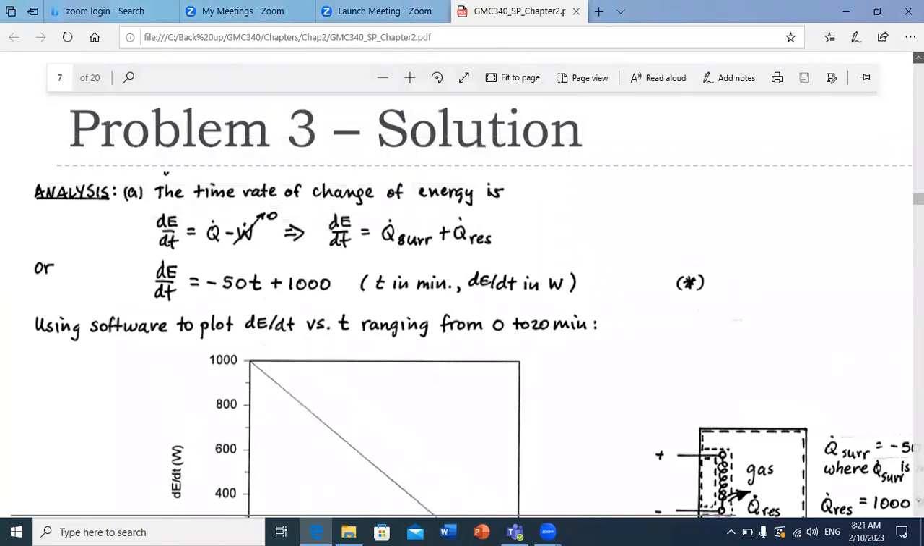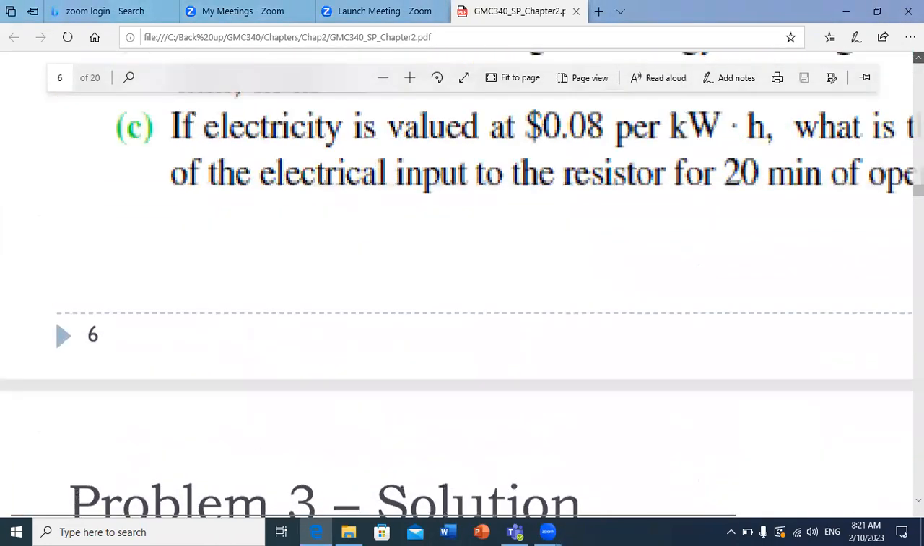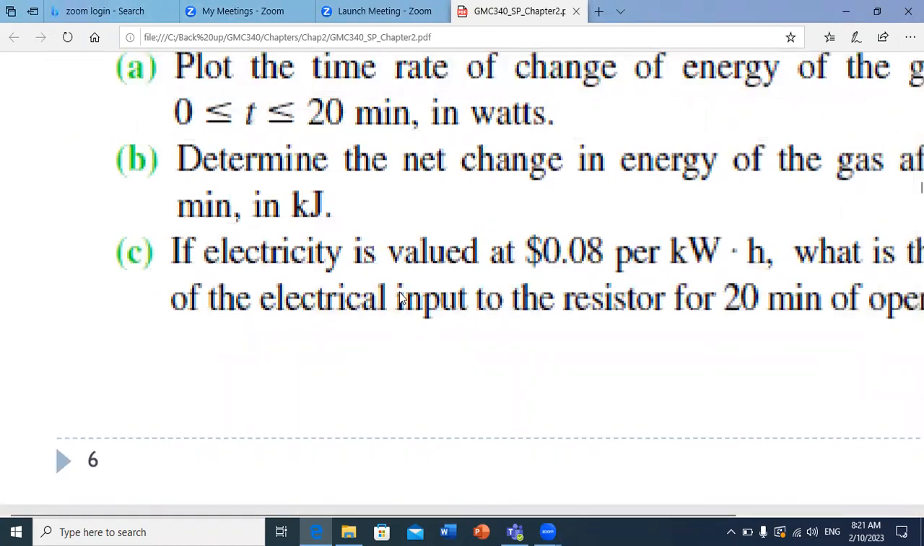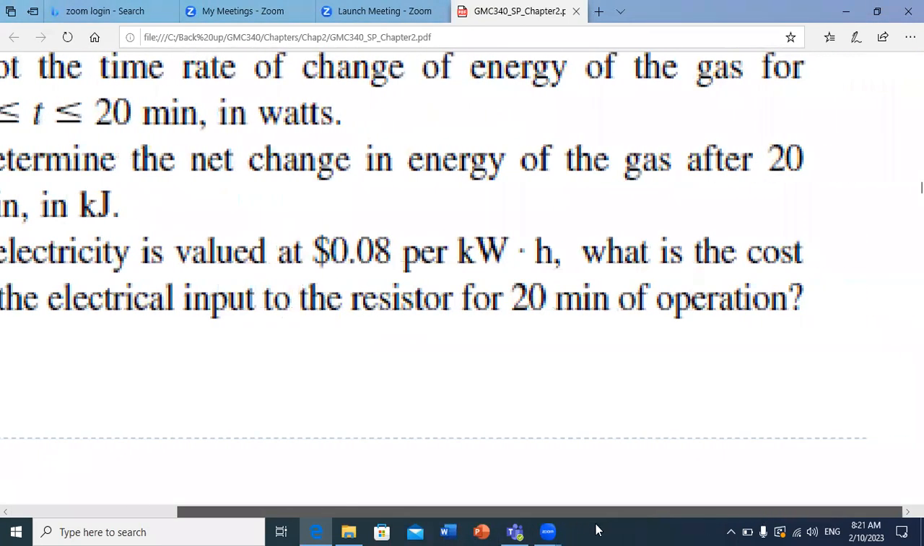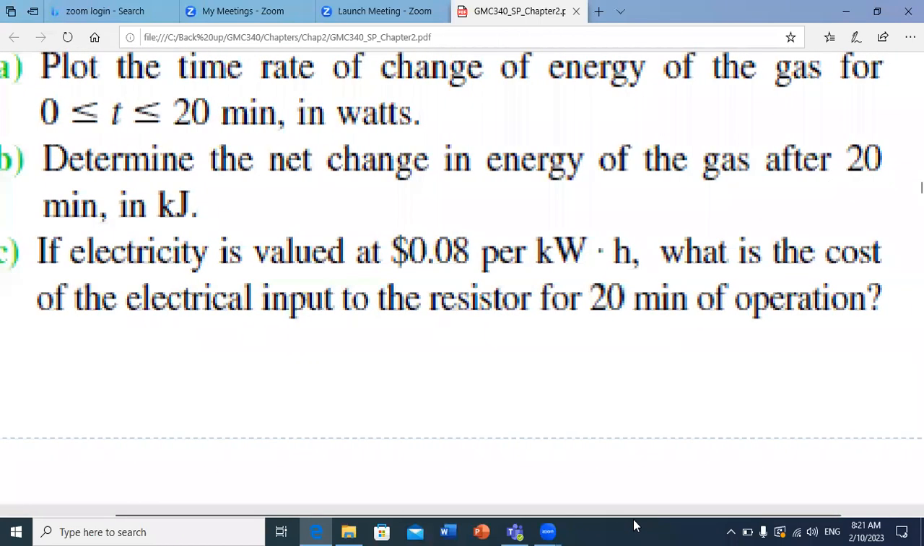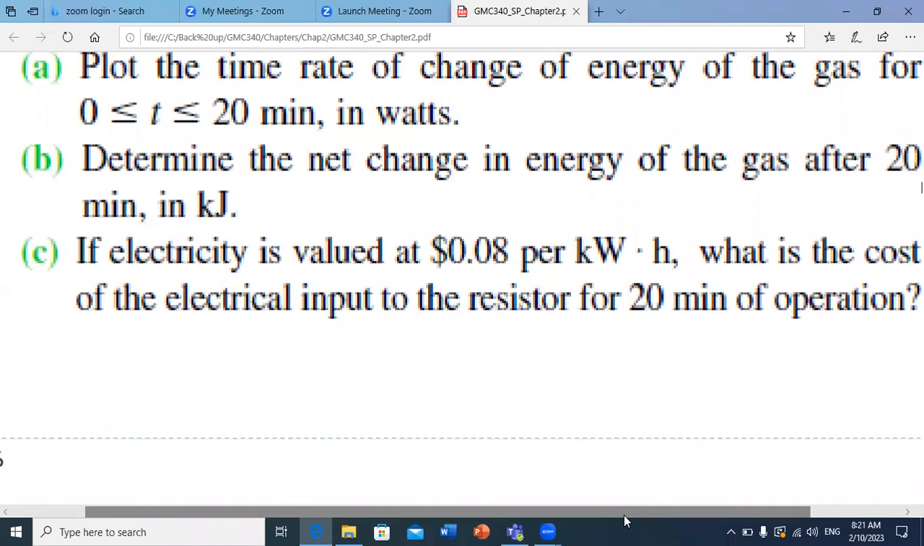They also asked you, if electricity is valued at $0.08 per kilowatt hour, what is the cost of the electrical input to the resistor for 20 minutes of operation? So here we want to determine what is the electricity cost in this case.